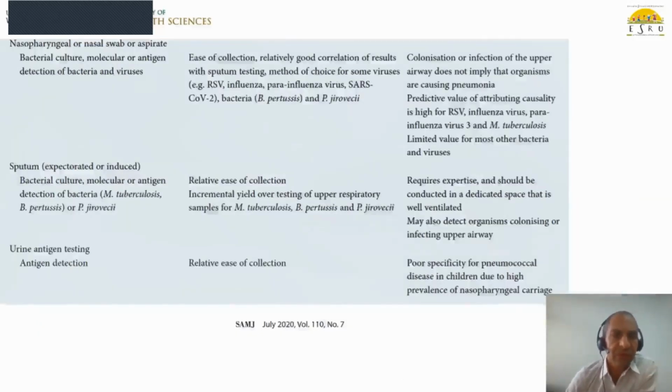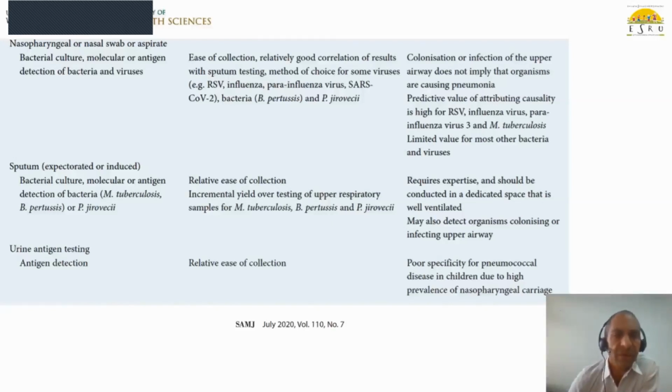Moving on to consider some other investigations. The first of those are the nasopharyngeal nasal swabs or aspirates, which we have spoken about. They're easy to collect, but colonization interferes with interpretation. They remain relatively expensive. However, certain pathogens, if detected, are more likely than some others to imply causality, and these include RSV, influenza, and tuberculosis.